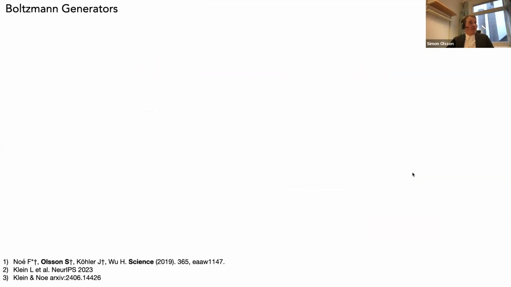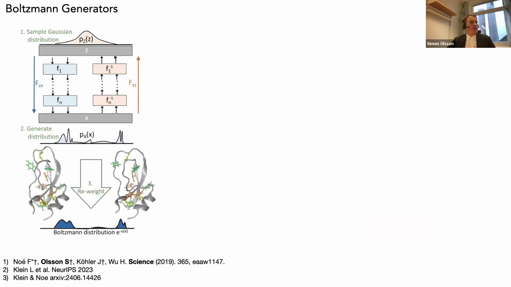Boltzmann generators are essentially one specific instantiation of this idea, where the original implementations were built with a number of coupling flows, so not a continuous normalizing flow, but discrete flows where you have multiple invertible transformations that allow us to both compute a sample efficiently and also evaluate probabilities. And since we can evaluate the probabilities, we can also reweigh from the biased modeling distribution into the unbiased Boltzmann distribution asymptotically.